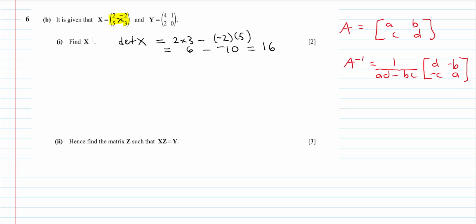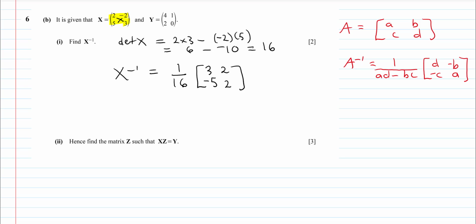So therefore the matrix inverse of X is going to equal 1 over that determinant, so 1 over 16. And then the 2 and the 3 will swap places, so we'll get the 3 and the 2. That negative 2 is going to become 2, and that 5 will become a negative 5. Okay, so that's 6b, part 1.